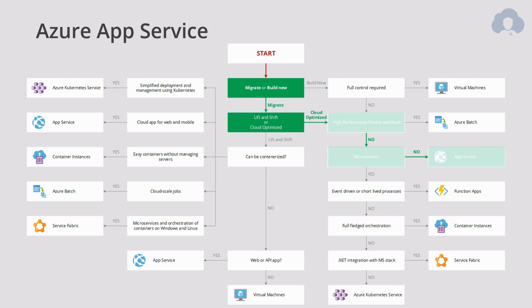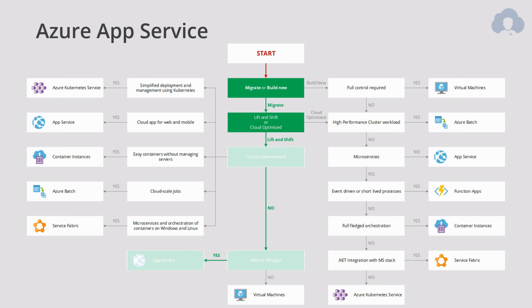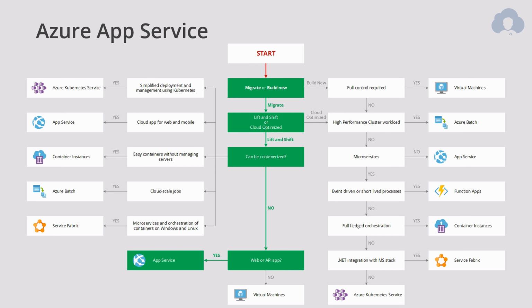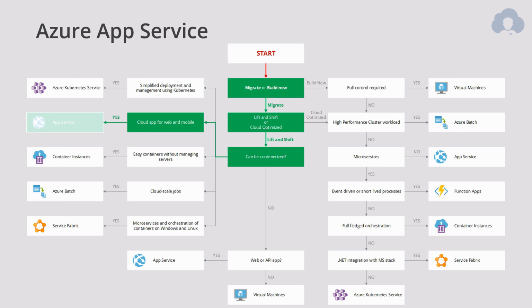Similarly, if you're migrating, but you want to optimize your existing application for the cloud, and you don't need high performance computing, and you don't need microservices, then go again for the App Service. Additionally, if you're migrating but no longer optimizing, this is just a lift and shift scenario, and this application is not containerized and it cannot be containerized, and this is a web or API application and the language that it's written in is supported by App Service, then go for App Service. Of course, if the language would not be supported, that would be the scenario to go to a virtual machine.